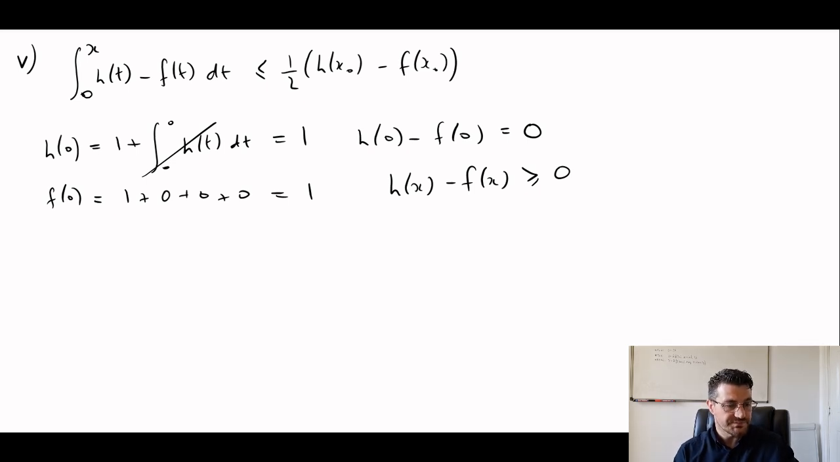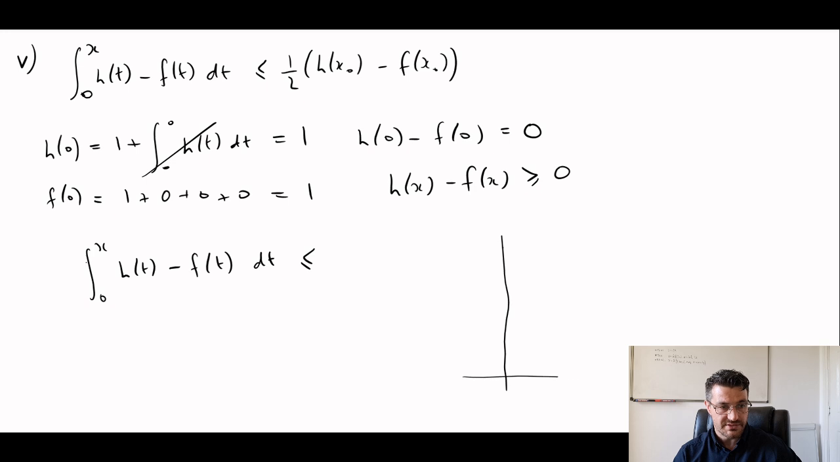So the integral from 0 to x of h of t minus f of t dt is going to be less than or equal to... So if we think about this as an area, as kind of calculating an area, and this is the way that I would really recommend that you think about this. So if you think about what the function, okay, I'll just use a generic function.